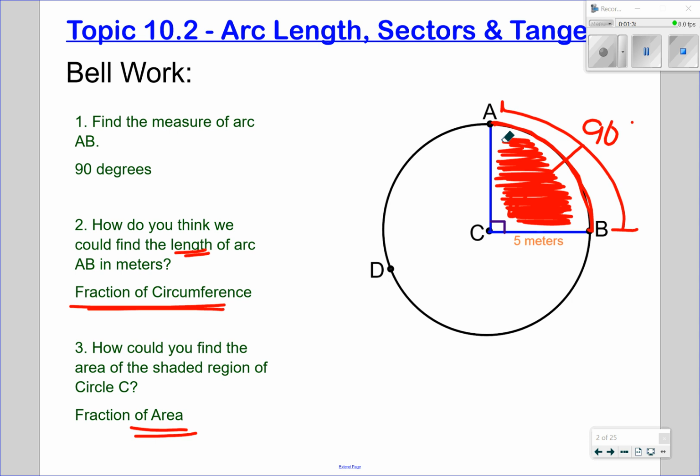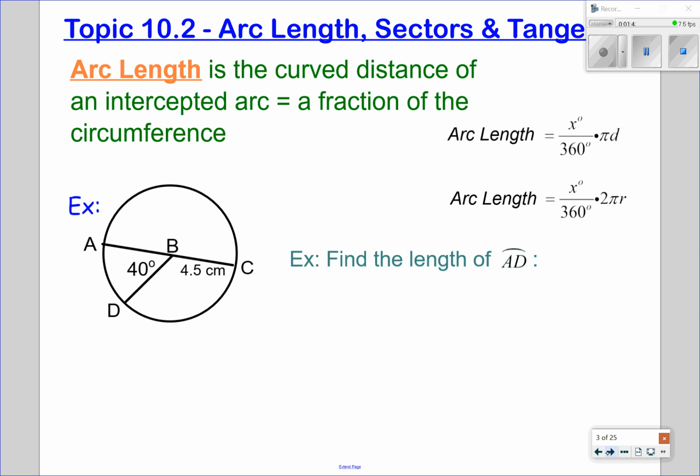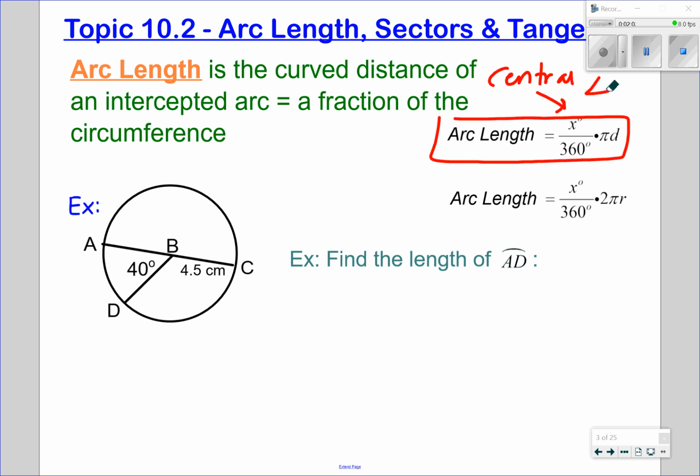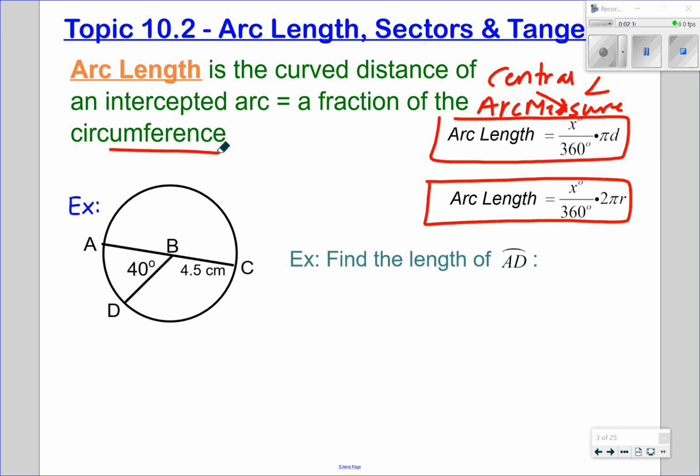So let's keep going. This idea of arc length. Your length of an arc is simply a chunk of the circumference. So I have these two formulas here where arc length is equal to x over 360 times pi times d. X is going to represent the central angle, so the central angle measure, or some of you might think of it as arc measure. Either way, that's what x is equivalent to. And then you can multiply it by either pi times d or 2 pi r, which are the circumference.